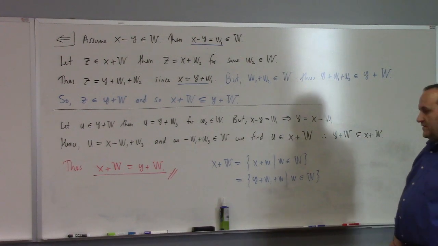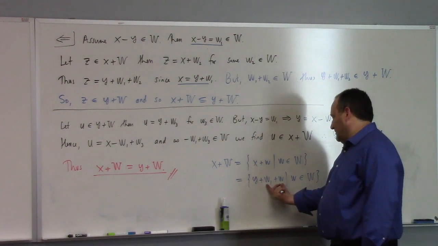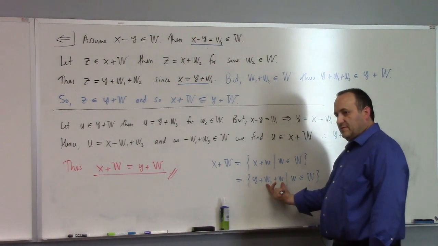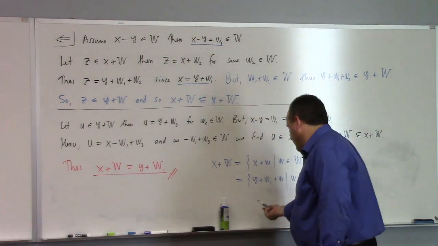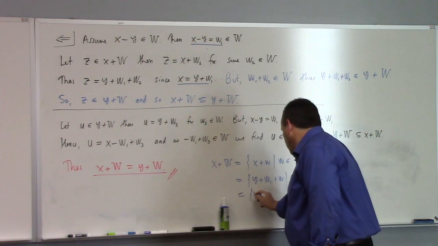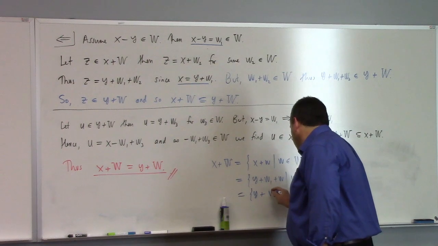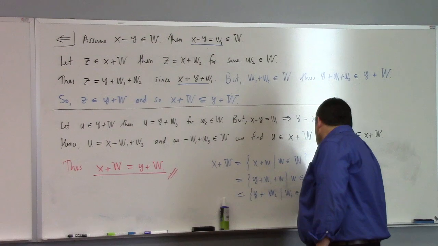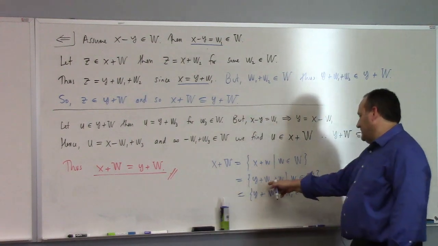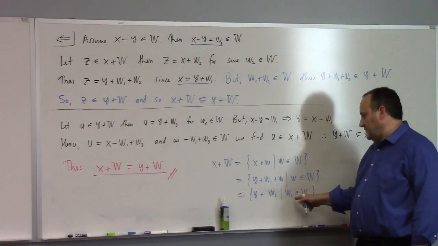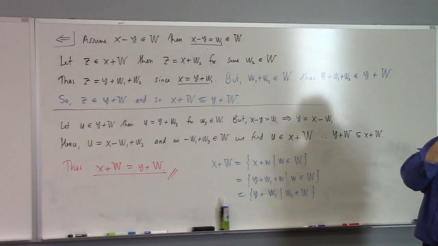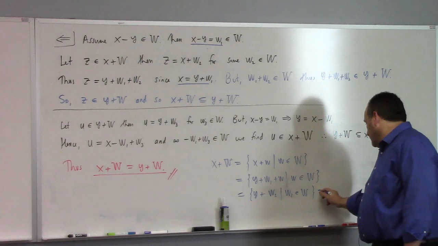And then I just have to argue that since w is free, this ranges over all vectors in the subspace. Therefore, I can just as well write this as y plus w2, such that w2 is an element of w. I can just say this equals w2, and there's no restriction on it. And this is equal to y plus w.